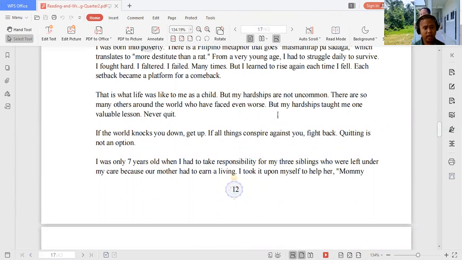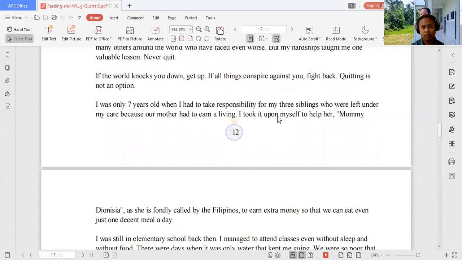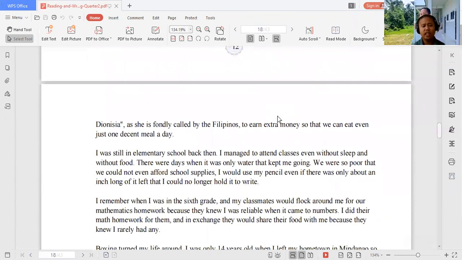I was only 7 years old when I had to take responsibility for my 3 siblings who were left under my care because my mother had to earn a living. I took it upon myself to help her, Mommy Dionisia, as she is fondly called by the Filipinos, to earn extra money so that we can eat even just one decent meal a day. I was still in elementary school back then. I managed to attend classes even without sleep and without food. There were days when it was only water that kept me going.